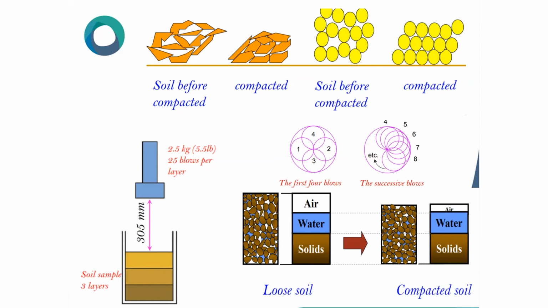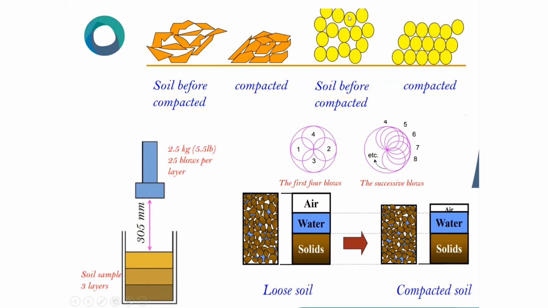How will you do it? You take some 3 to 4 kg of soil. You make proper mixing and put it in 3 layers in this mold, and each time you blow 25. That hammer weight is 2.5 kg. See, before compacting, soil will be like this. After compacting, it will change. How should you compact? It should be like 1 blow, 2 blow, 3 blow, 4. It means it should cover the complete circle.